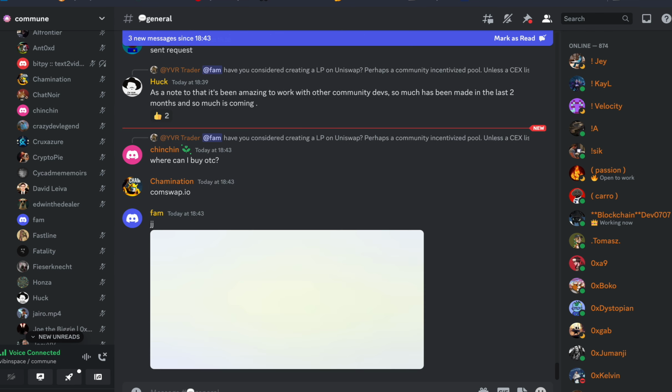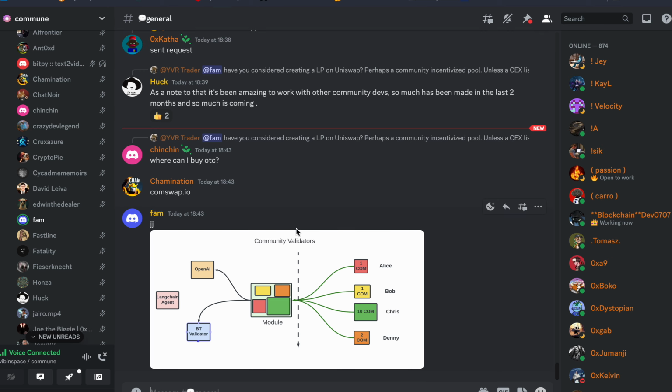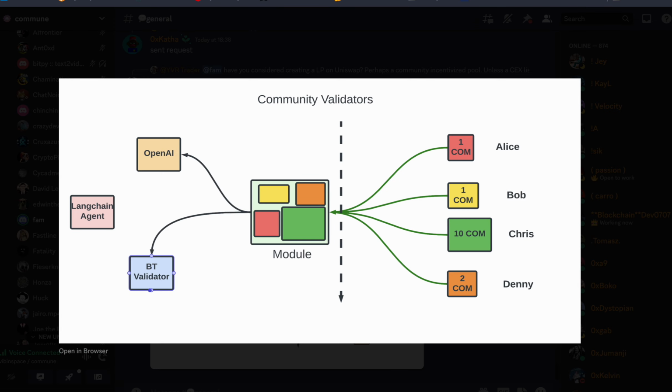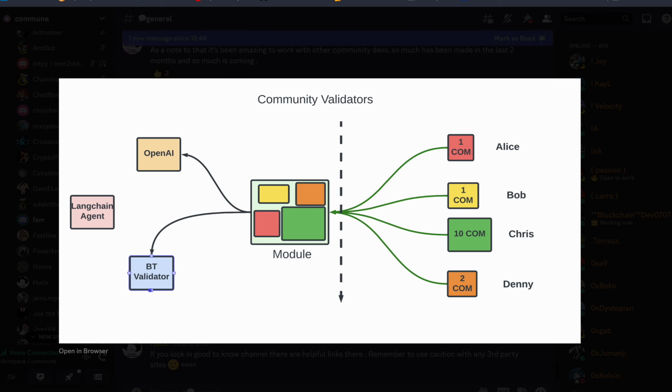But here's basically how the validators work, right? You've got Alice, Bob, Chris, and Danny. They're all staking on this module, and then that module is voting for different modules on the network based on what Alice, Bob, Chris, and Danny want, right? And so this is essentially how commercial validators are going to work on BitTensor. They're going to be transitioning away from, and you can ask the validators this, they all think that the APR is going to go down and down over time.